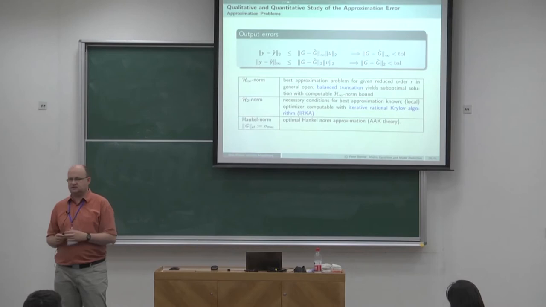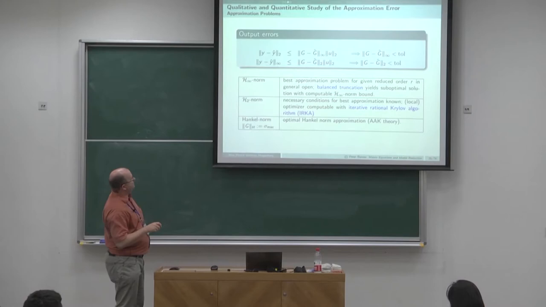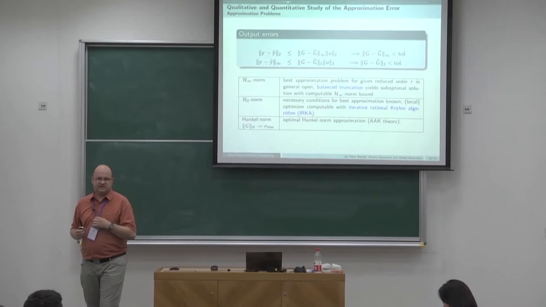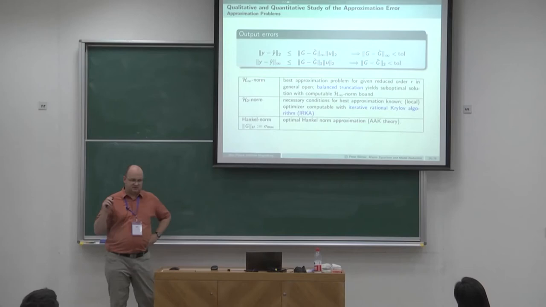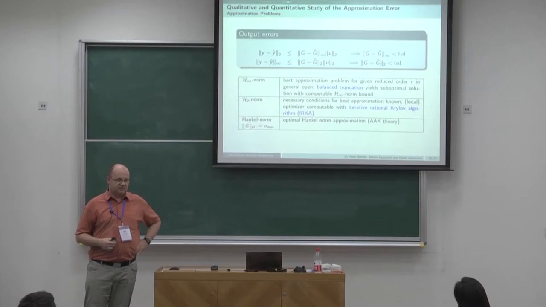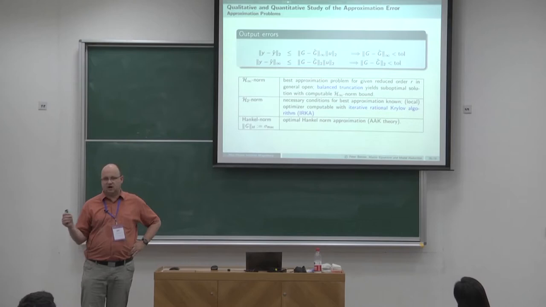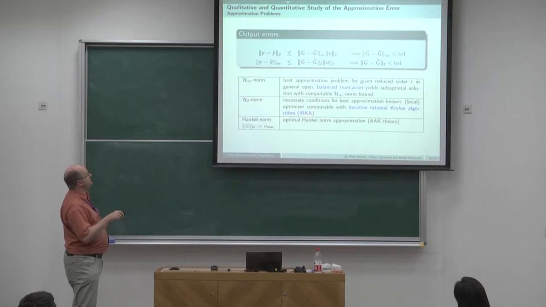In the H2 norm, we have necessary conditions. They give you local minimization conditions. And it's possible to compute reduced order models that satisfy these local optimality conditions. It's no guarantee that they give you the global minimum. Often they do, sometimes they don't. But we have at least an algorithm that goes after this H2 optimality, and we will discuss that also later this week.